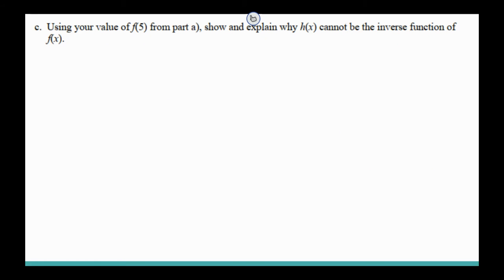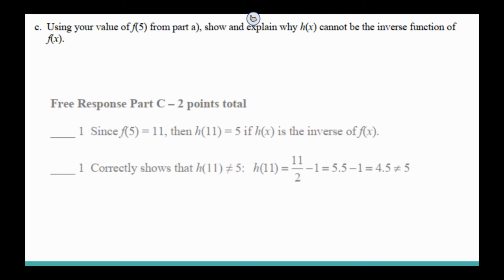Okay, part C, using your value of f of 5 from part A, show and explain why h of x cannot be the inverse function. So you'd get a point for saying since f of 5 is 11, then h of 11 should equal 5 if it's the inverse. And a point for correctly showing that that does not happen, that you get 4.5 instead of 5.